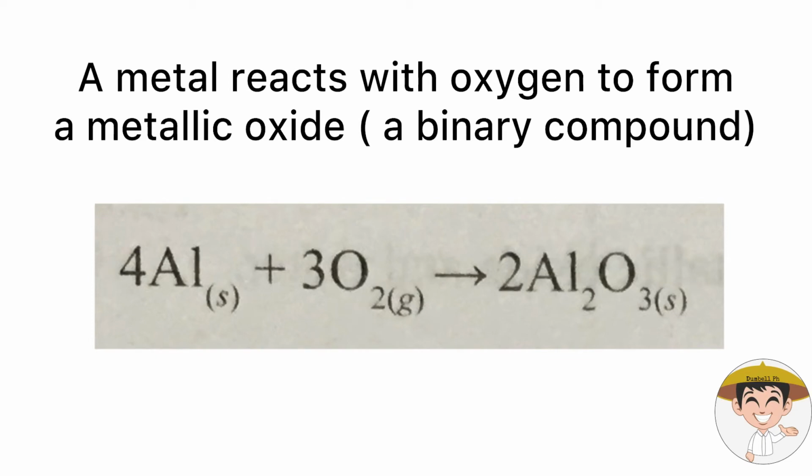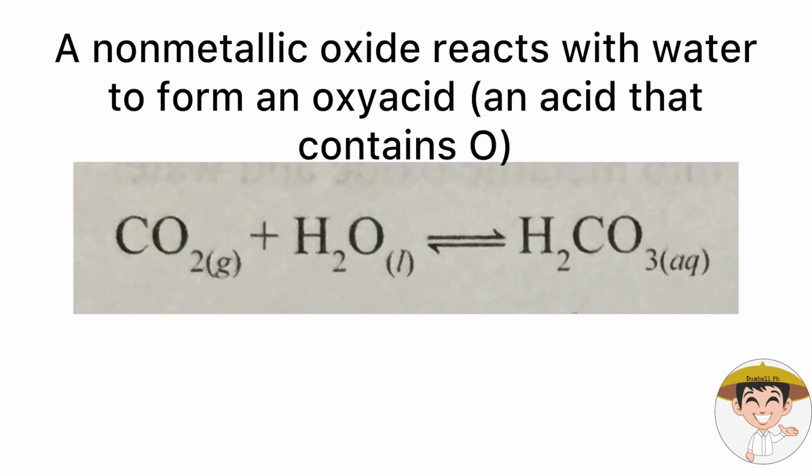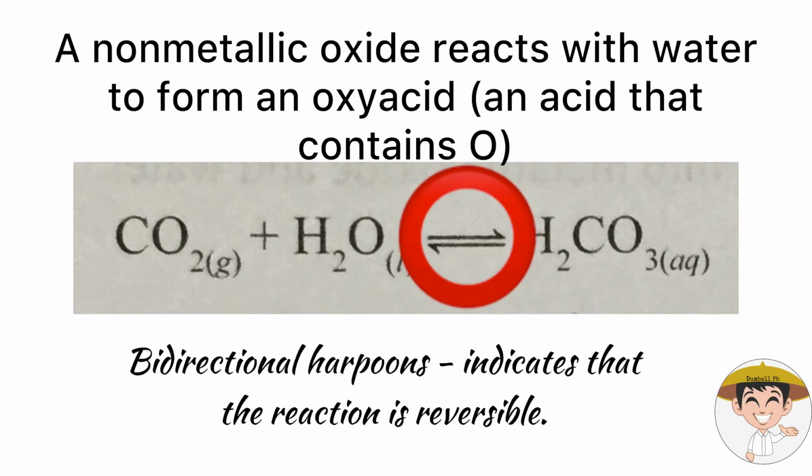Next example, a non-metallic oxide reacts with water to form an oxyacid, an acid that contains oxygen. So we have here the non-metallic oxide carbon dioxide, which reacts with water, H2O. So we have here the product, an oxyacid. Note that the arrow is bidirectional harpoons. It indicates that the reaction is reversible. So it can be reversed. Okay?